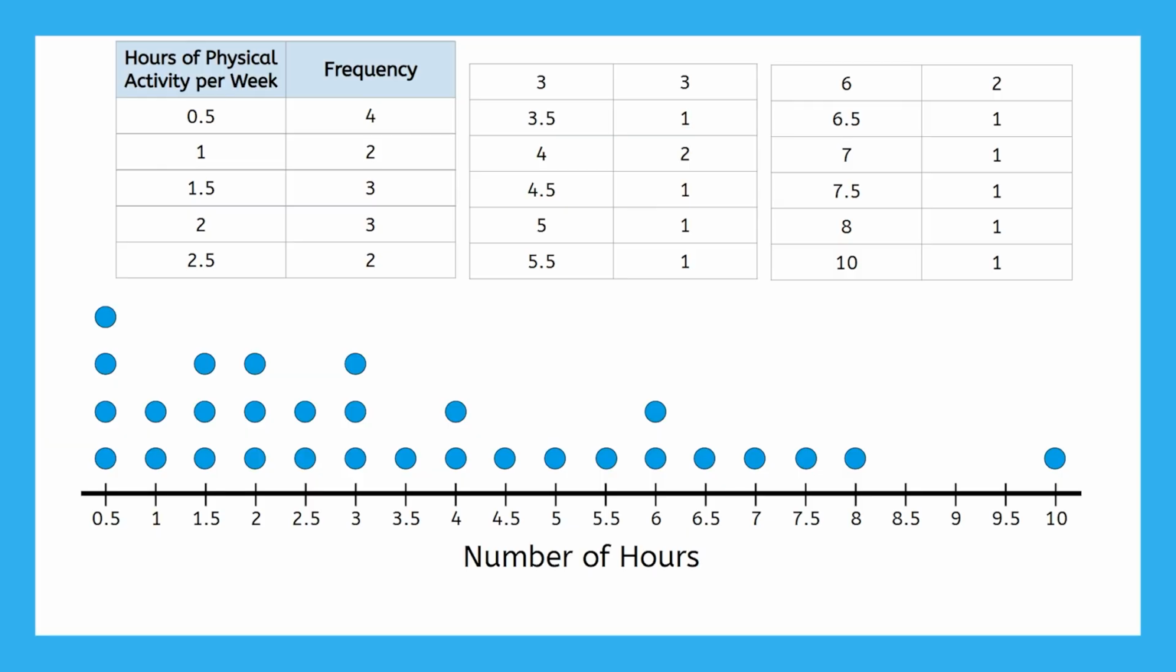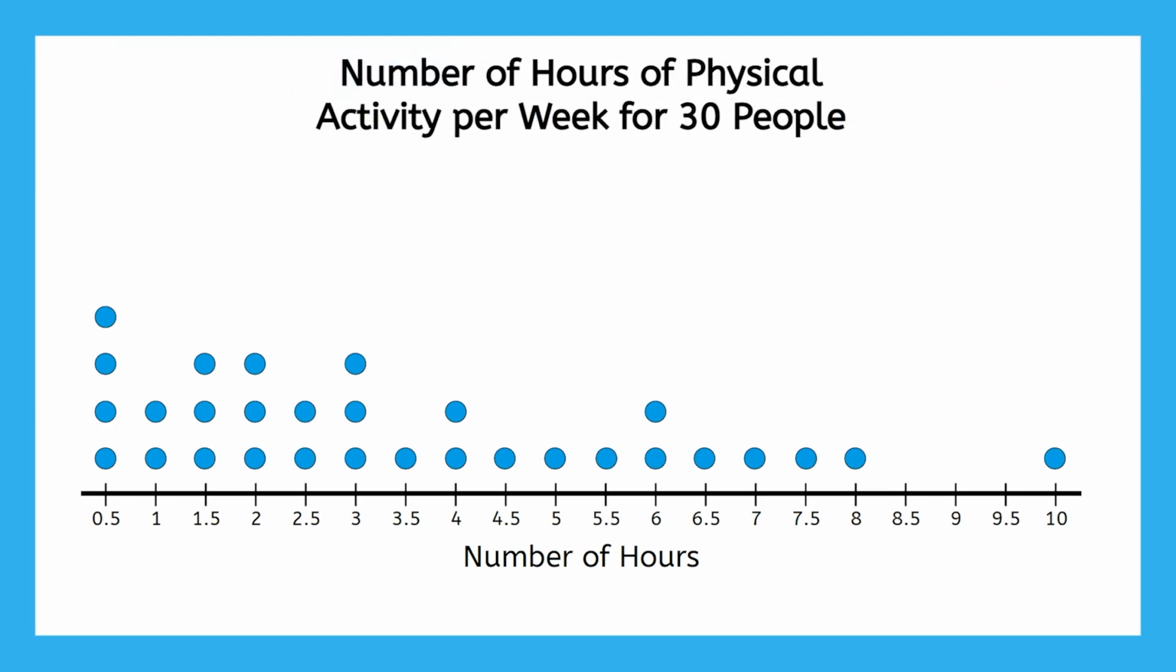Why wouldn't there be any dots above 8.5, 9, and 9.5 hours? Right, none of the people we surveyed reported those hours, so it'll just be empty on the dot plot. Let's give our plot a title. And there you have it, our final dot plot with 30 dots representing the 30 people surveyed.